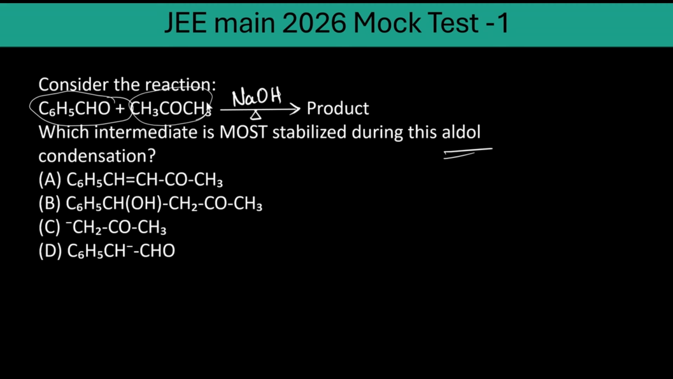So stabilization of an enolate, where will that form? From acetone only. So it will form an enolate like this, which is stabilized by the resonance of the carbonyl group, and through that the negative charge is delocalized. So that enolate will attack the system.